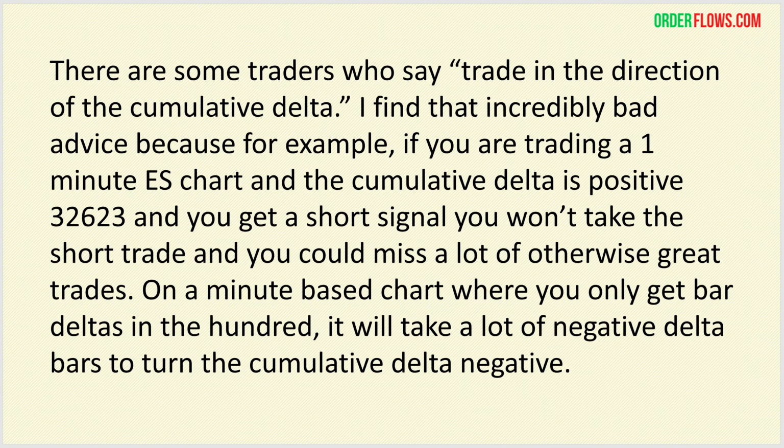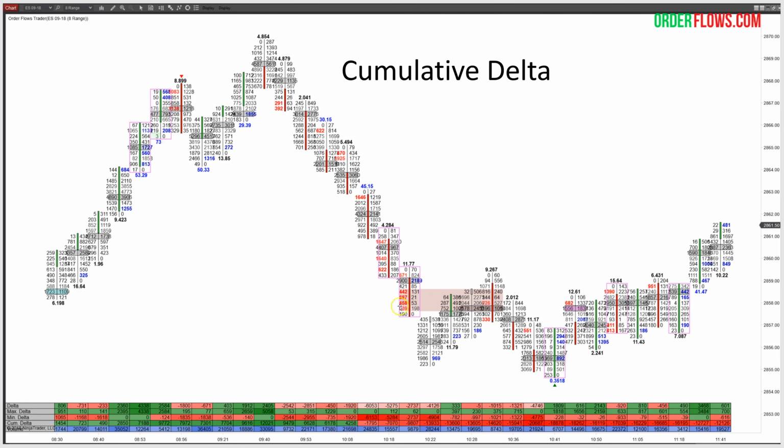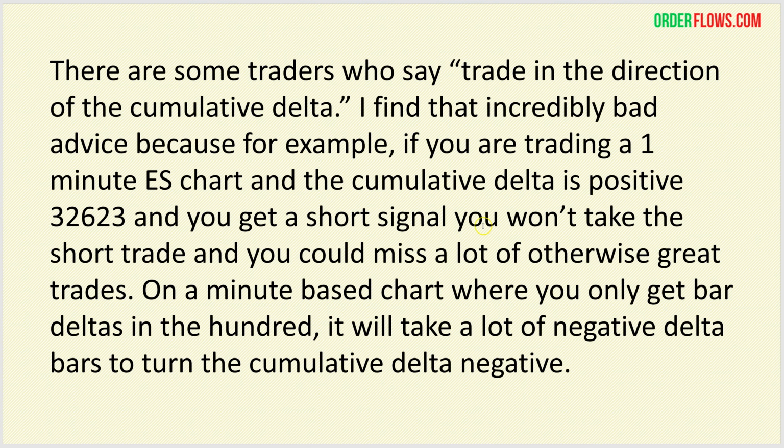So there's traders that say, well, trade in the direction of the cumulative delta, and I find that a bad advice. The reason being, okay, now we're negative delta, so you have to trade from the short side. Well, you're never going to be taking any buys because it's all negative delta, right? I just think it's poor trading advice. If you're trading a 1-minute E-mini chart, and cumulative delta is positive 32,000, you get a short signal, you're not going to take the short trade. You're going to miss out on a lot of otherwise great trades.